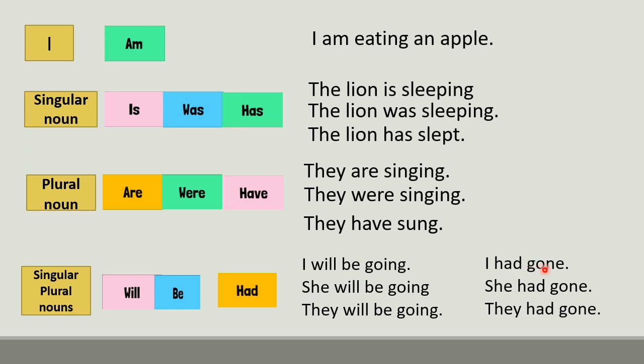I had gone. I use the word had gone. Gone is an action verb. Had is a helping verb. It is helping the action word gone. She had gone. She is also a singular noun. So you use she had gone. Gone is the action word. They means plural. So you say they had gone. You can write had for singular as well as for plural.